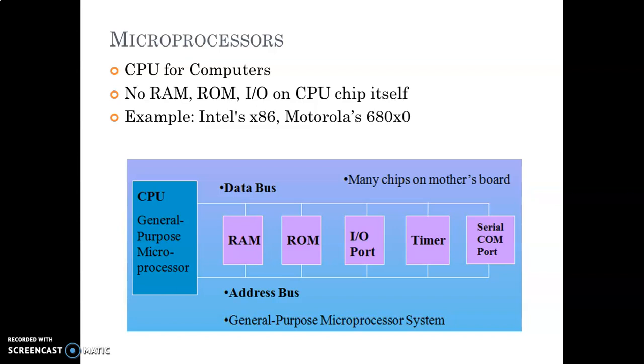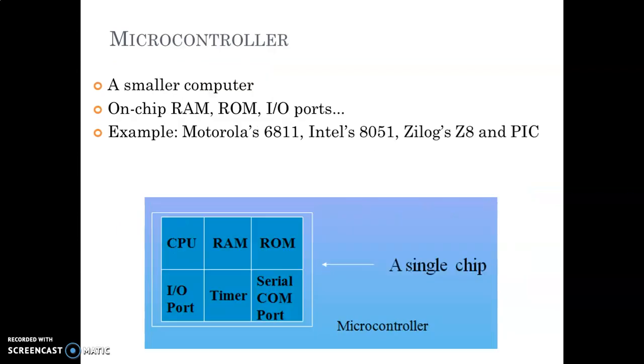Here, the block diagram of a general purpose microprocessor system is shown in the figure. The CPU, the general purpose microprocessor, is connected to the data bus and address bus. This system is connected to RAM, ROM, IO port, timer, and serial communication port. It is like a motherboard, with many chips on the motherboard.